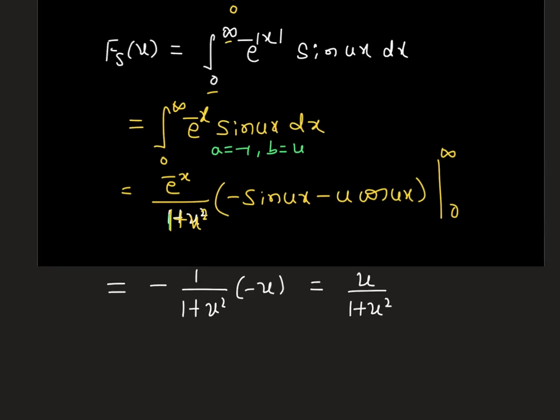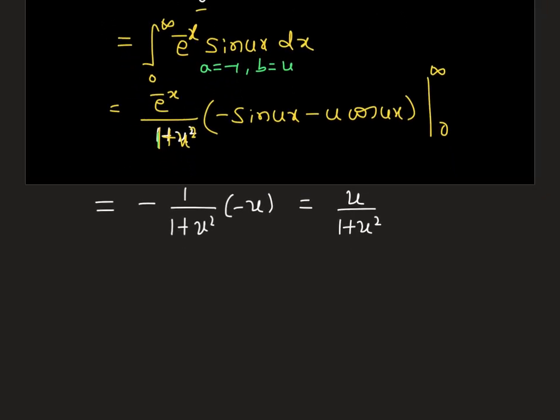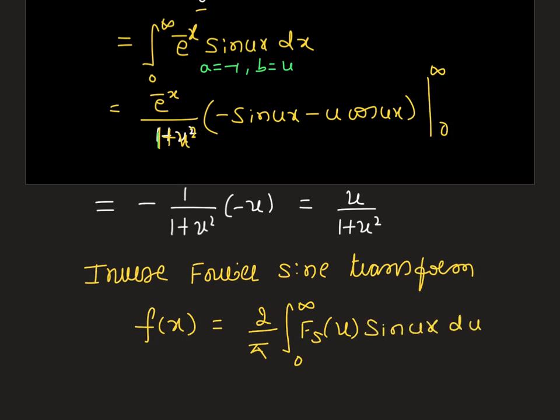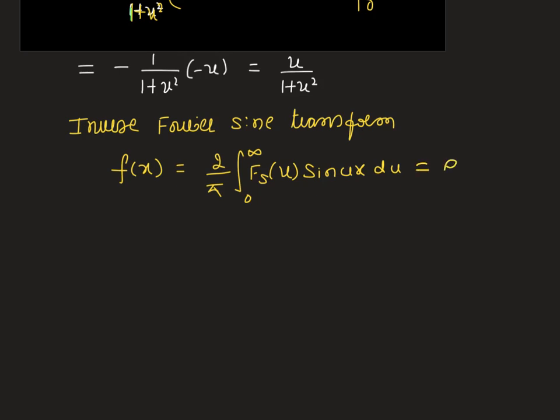Next we have to evaluate some result. For that we have to consider the inverse Fourier sine transform, because we obtained a sine transform. That is given by f of x is equal to 2 by pi integral 0 to infinity Fs of u sin ux du. So we know that f of x is e power minus modulus of x.